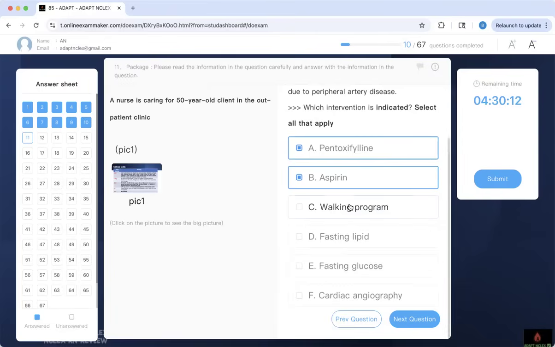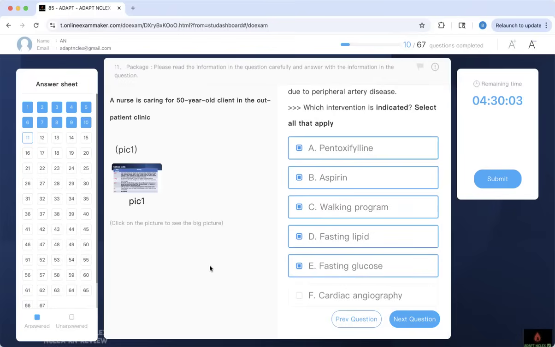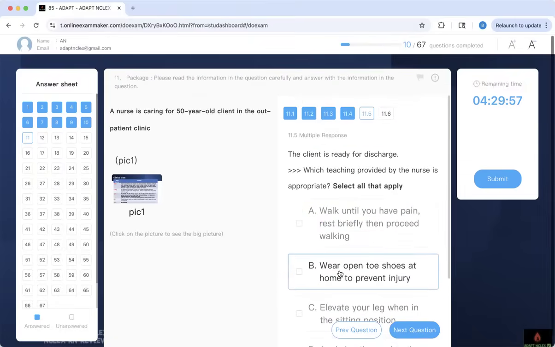We have to teach them a walking program. We have to control your cholesterol. Your sugar, we have to make it better. Do they need a cardiac angiogram? No, not until they improve. So you don't do that. This is what? Peripheral artery disease. I'm giving you every angle that NCLEX will give you.